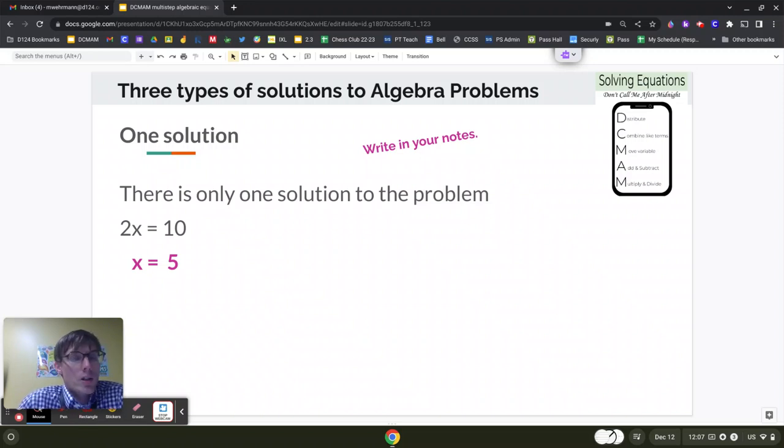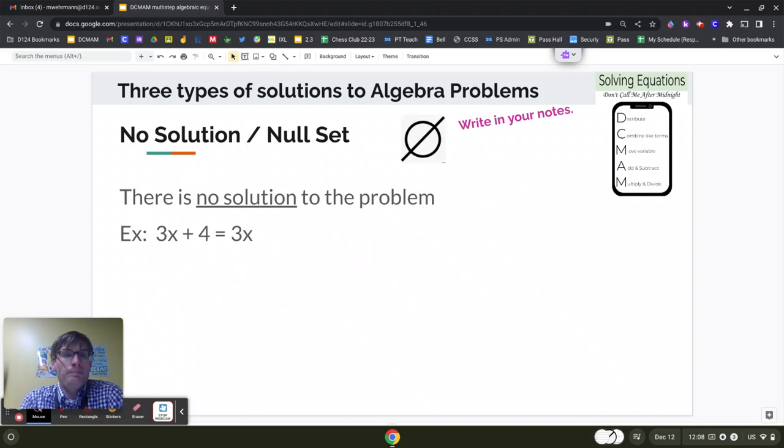We can plug this back in the equation to check it out. 2 times 5 equals 10. Perfect. Okay, nothing new really there. But this is one type of solution to algebra problems. One possible solution, so one solution. All right, so you should have this all down. Solve for x equals 5.